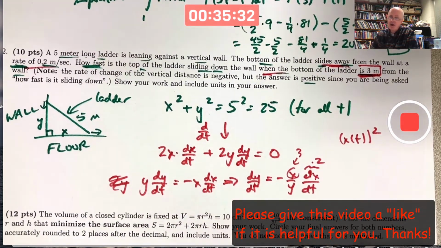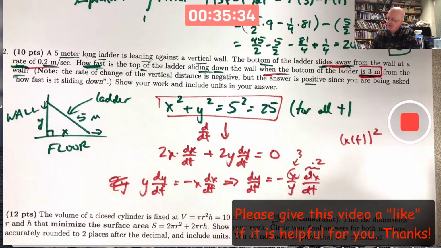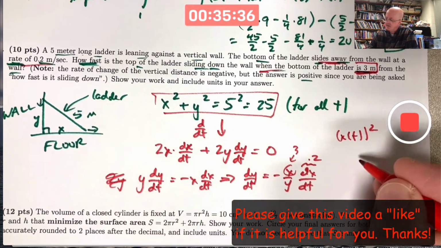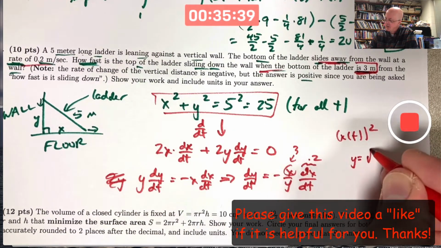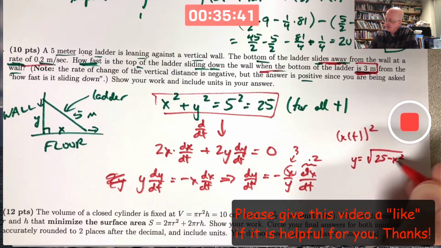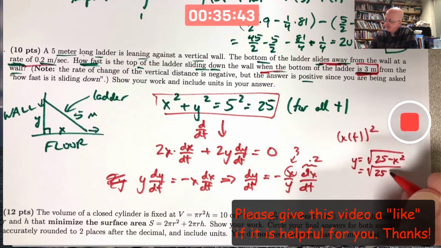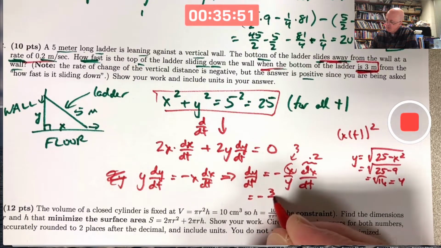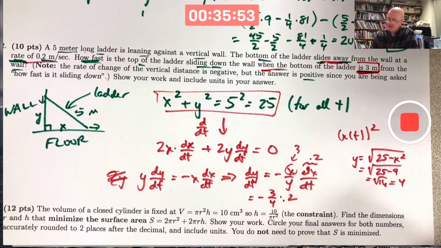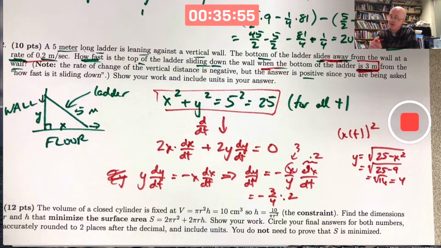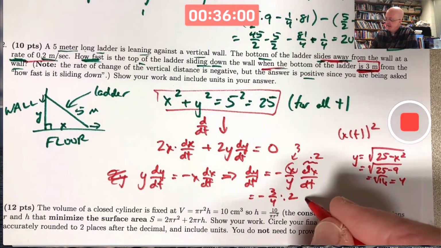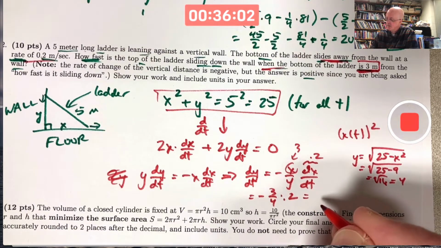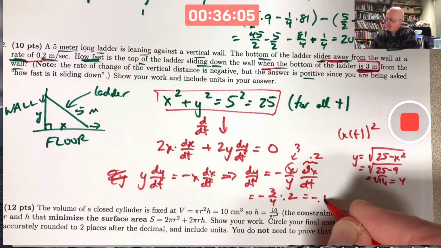What do I plug in for y? I need to use the Pythagorean theorem again. I need to use the fact that this is true no matter what t is. So y is going to be the square root of 25 minus x squared. The square root of 25 minus 3 squared, which is 9, is the square root of 16, which is 4. So I ultimately get negative 3/4 times 0.2 when I substitute the numbers in. Only do that at the end, okay? Differentiate first, then plug the numbers in at the end. So this will be negative 0.75 times 0.2. What would that be? Negative 0.15?